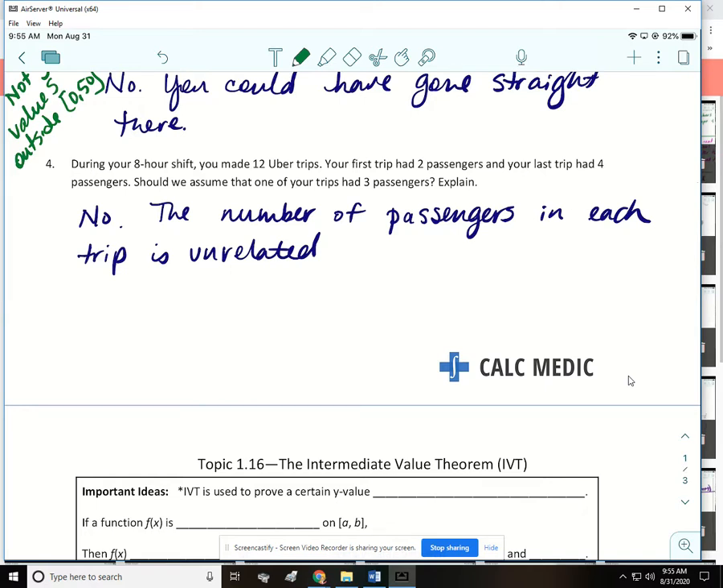So we're wondering if the first trip was 2 passengers, the last trip was 4 passengers, could there definitely have been one in between that was 3 passengers? And that's no. The number of passengers in each trip is unrelated. So if you're thinking about number of passengers as a function, it would be not continuous.